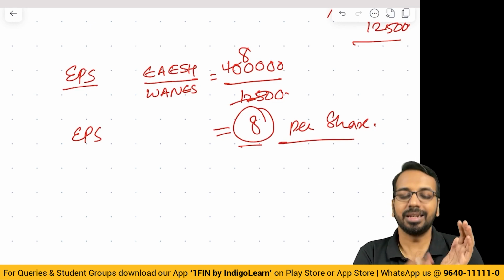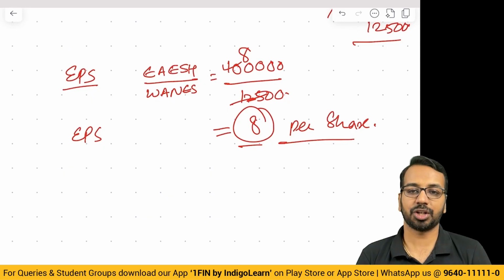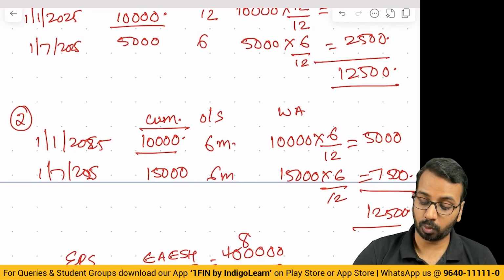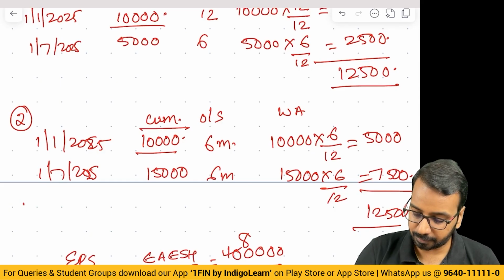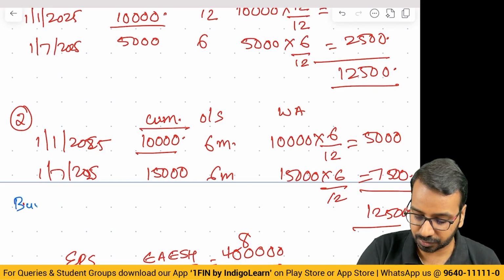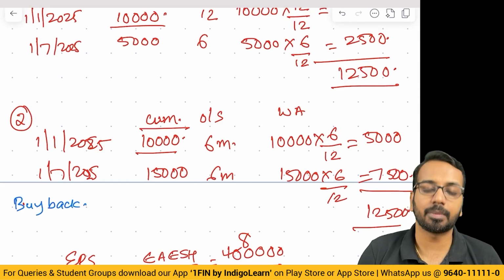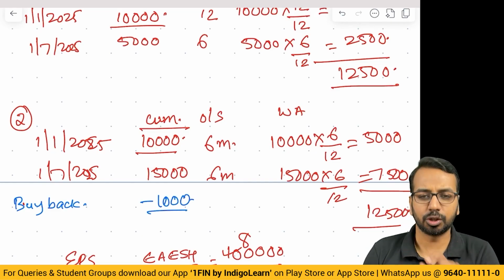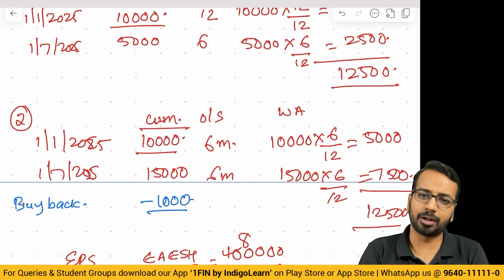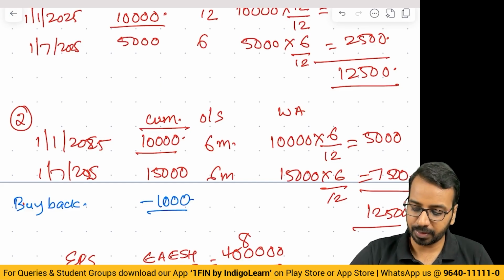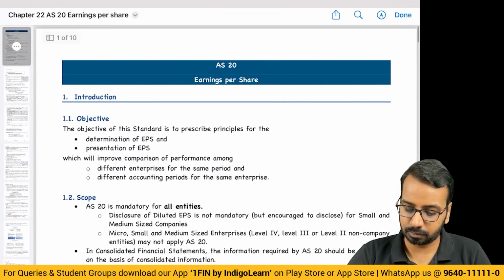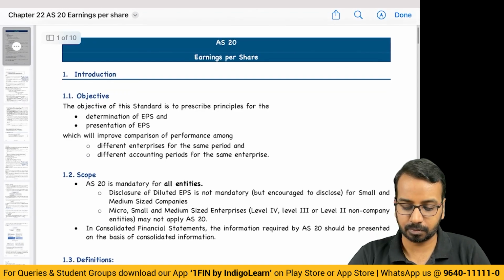Now at least till here, basic earnings per share, whatever type of question comes, you should be able to do comfortably. Now one more angle: sometimes there is a buyback of shares. Whenever there is a buyback of shares, you will treat it as a negative number, let us say minus 1,000. You just take it as a negative number and do the calculation.